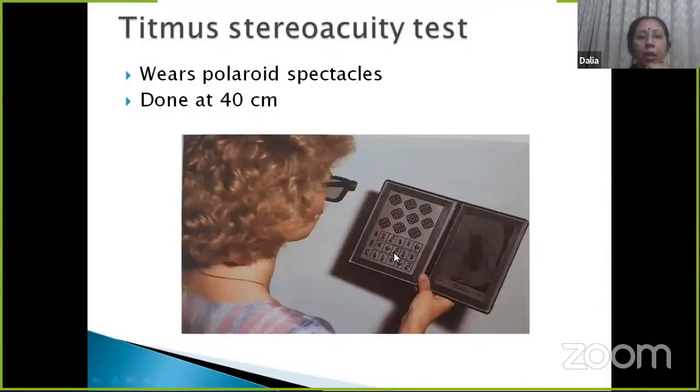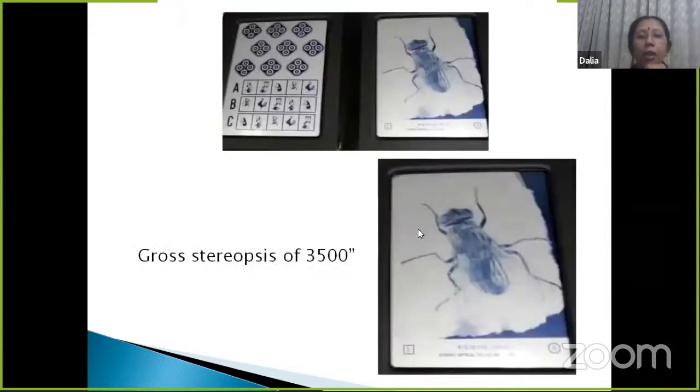The Titmus stereo acuity test uses Polaroid spectacles, and it is a near stereo acuity test which is done at 40 centimeters. Actually, you have to measure the distance of 40 centimeters and keep the test plate there. And this is the test plate what you see. On the right side of the test plate, you have a picture of a fly. You should ask the patient to pinch the wing of the fly. That is what you ask the patient.